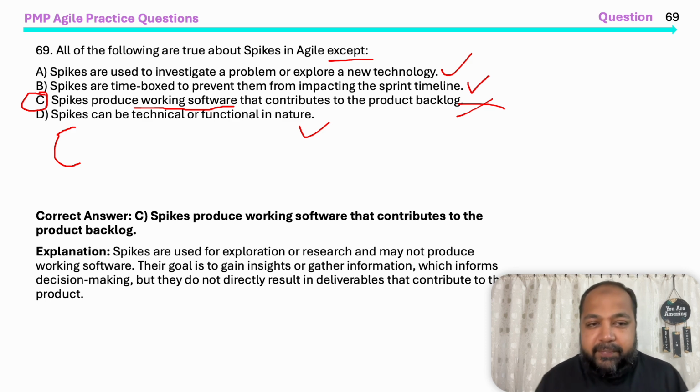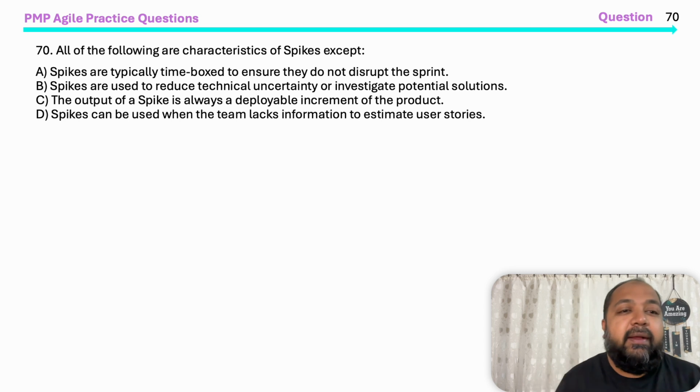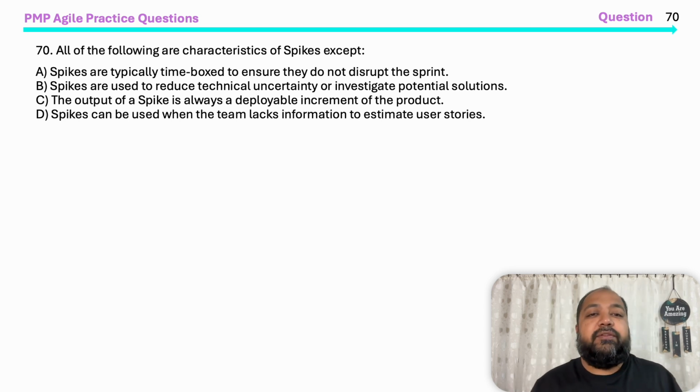Okay, next one. Question 70. Last question on spikes. All of the following are characteristics of spikes except. Spikes are typically time-boxed to ensure they do not disrupt the sprint. Spikes are used to reduce technical uncertainty or investigate potential solutions. The output of spikes is always a deployable increment? No, it's not always deployable. The other two are true, right? The first and second are true.